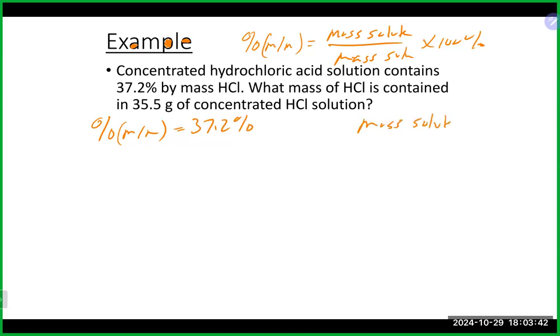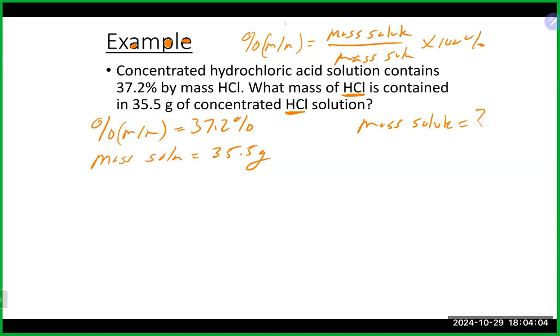You may be wondering why I know it's the mass of solute I'm looking for. That's because remember that the name of the solution is the solute. So if you're looking for how much HCl you have in an HCl solution, you are looking for the solute in this case. That means the mass of my solution here was 35.5 grams.